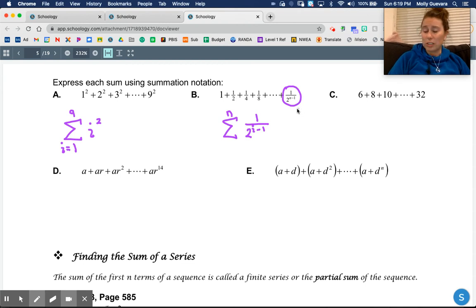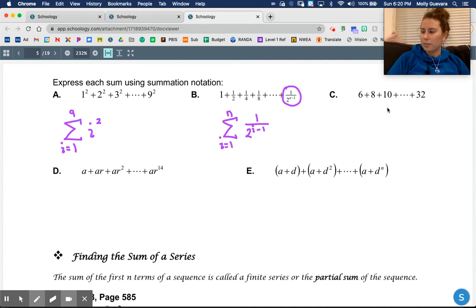And I need to figure out where I start. What do I plug in to give me 1? So if I plug in 0, let's try that. Oh, sorry. If I plug in 0, 0 minus 1 is -1. And 2 to the -1 becomes 1/2. And so that's not going to be good. If I plug in 1, I tried 0, let's try 1. If I plug in 1, 1 minus 1 is 0, 2 to the 0 is 1, and 1 over 1 is 1. So that tells me that my I is starting at 1, because if I plug in 1 for I, I get my first term, which is 1.